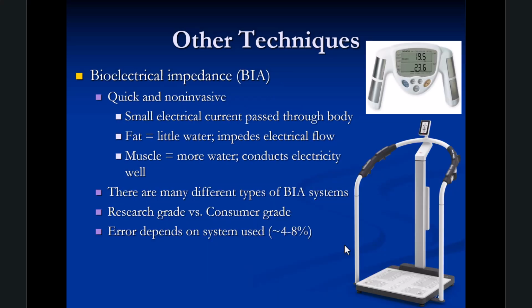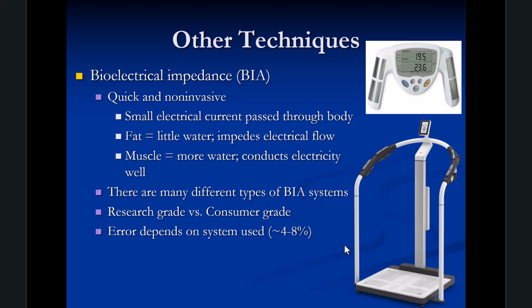And then bioelectrical impedance you will come across a lot because it's very common and really easy. It's based on the process that a small electrical current is passed through the body, and as we know, fat has little water in it, so electrical flow is not good. Muscle has a lot of water, so it conducts electricity pretty well. Just by measuring the resistance to electric flow through the body, you can get an idea of what constitutes the tissues of the body.